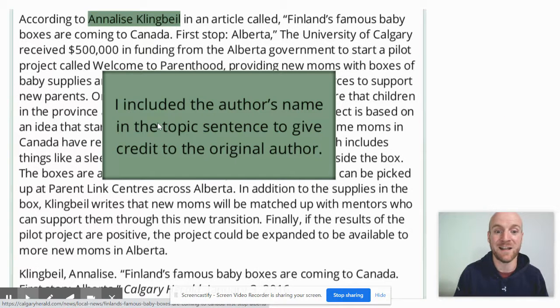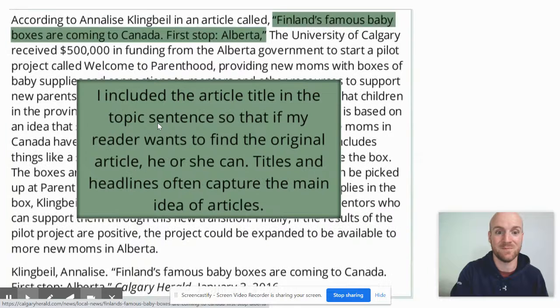So I include the author's name in the topic sentence to give credit to the original author. Remember, you are not summarizing your own work. You are summarizing someone else's work. So, according to Annalise Kingbell, good. That's the first thing you want to do.